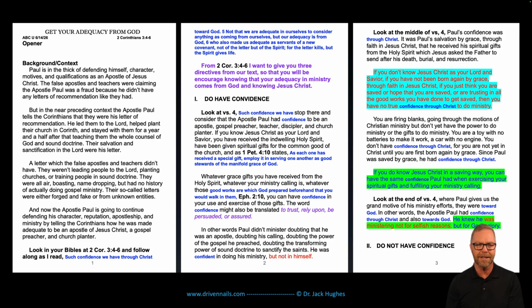He led them to the Lord, helped them plant their church, stayed with them for a year and a half, teaching them the whole counsel of God's word and sound doctrine. Their salvation and sanctification in the Lord were his letter, a letter which the false apostles and teachers did not have.